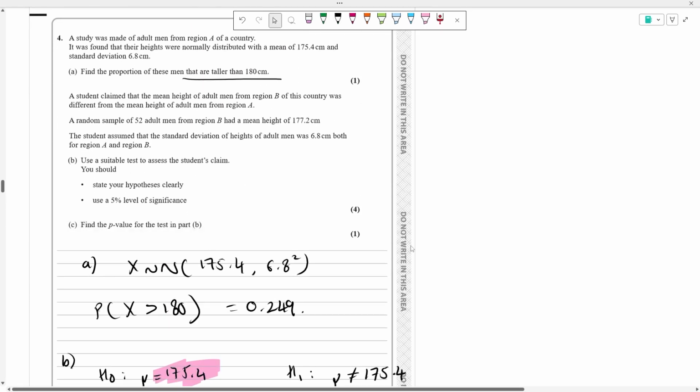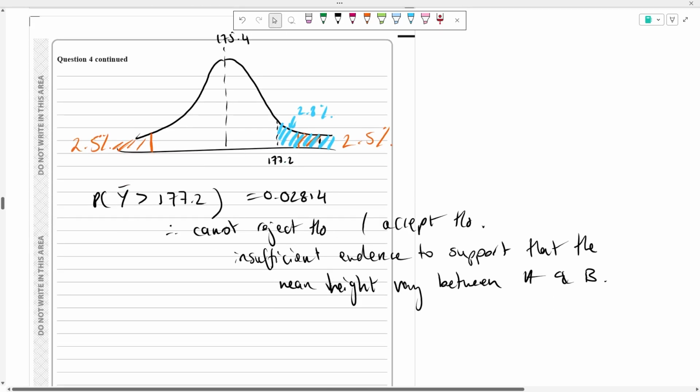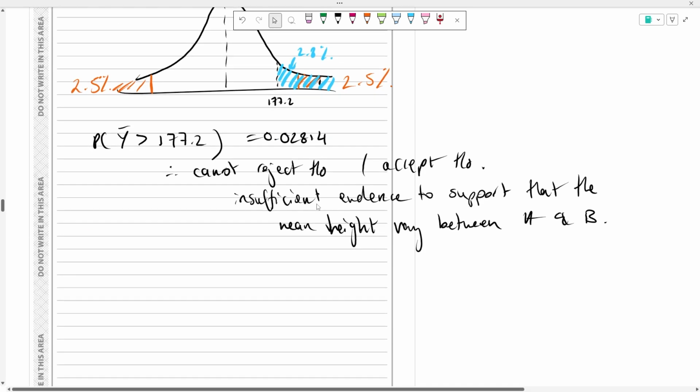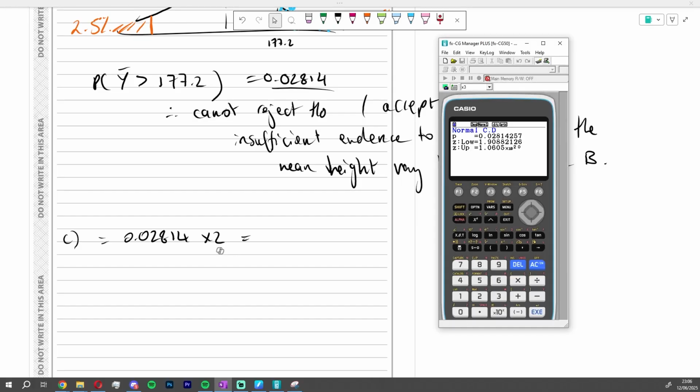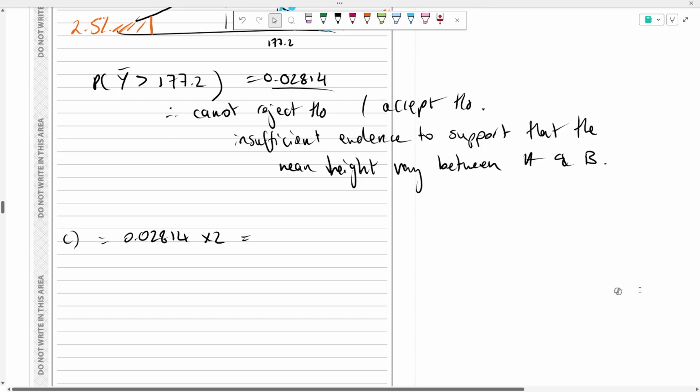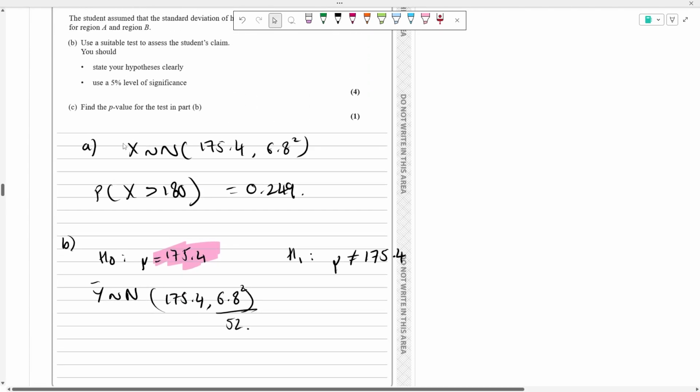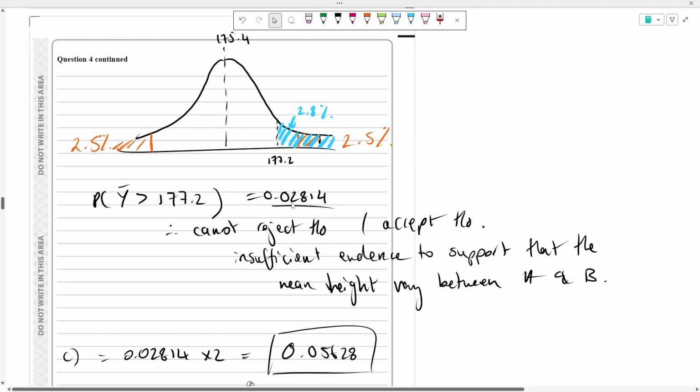It says find the p-value for the test. Now, most of the time it is from the calculator itself, but because it's a two-tailed test, what we actually have to do is just times it by 2. So the value you get from the calculator, which is 0.02814, we just have to multiply this by 2. 0.02814 times 2 is 0.05628. Okay, and that will be your final p-value for this test, because it's a two-tailed test.